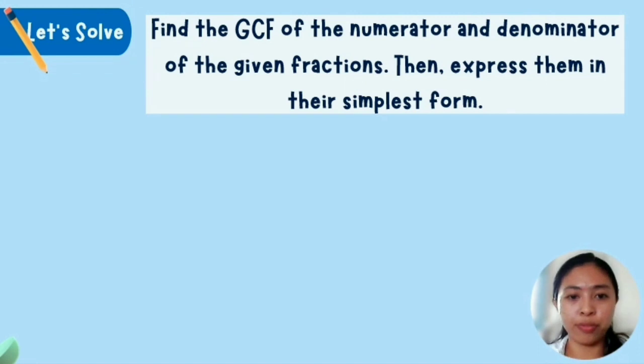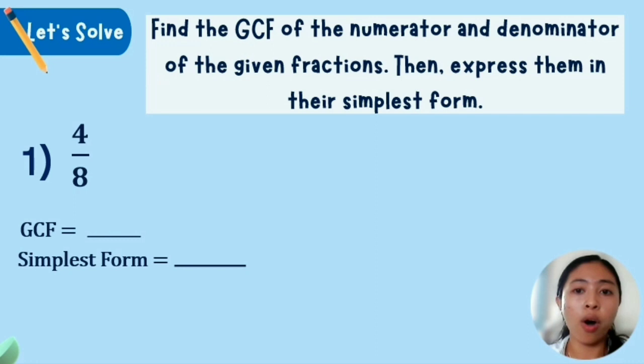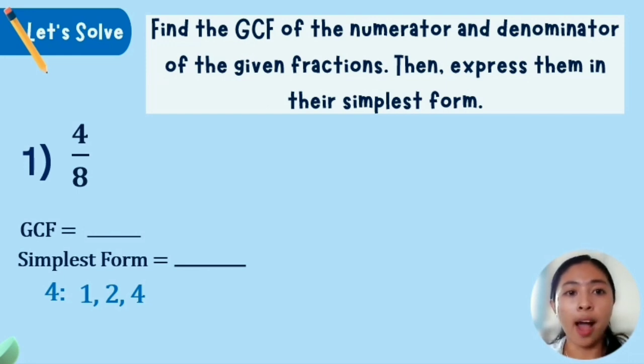Now, let's try to do the following activity. Let's solve. Find the GCF of the numerator and denominator of the given fractions. Then express them in their simplest form. Number 1, the given is 4/8. Our first task is to find the GCF of 4 and 8. Let's start with 4. When it comes to factors, we need to think of all the numbers that we can multiply together to equal 4, or all of the numbers that are divisible by 4. So we can start our factor list with 1, 2, and 4.